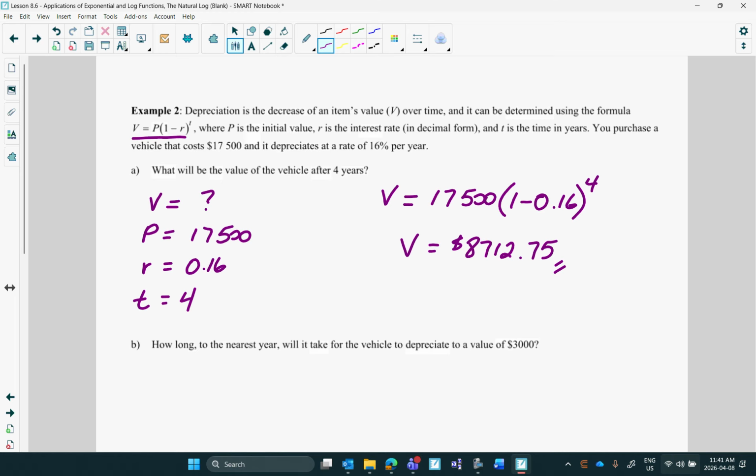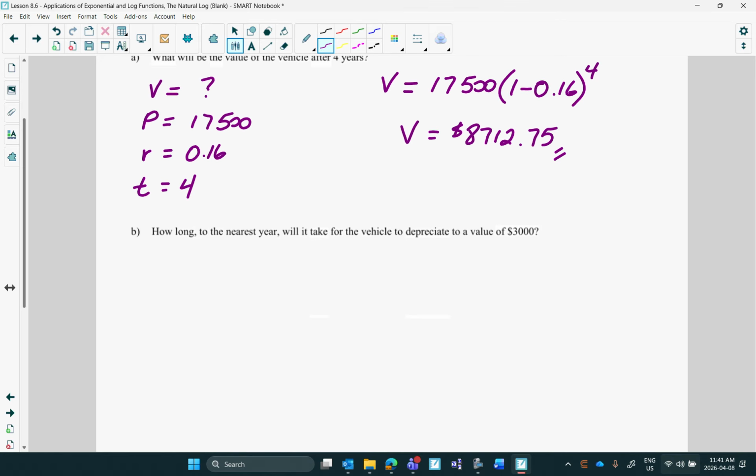So that's about half its value. After 4 years, if we assume that depreciation rate, it's going to be worth about half what you paid for it. Another type of question that could be asked: how long, to the nearest year, which means T is our unknown. The final value is going to be 3,000, because we're trying to figure out how much time it takes to get to 3,000. The principal is still 17.5, R is still 0.16, and T is the unknown.